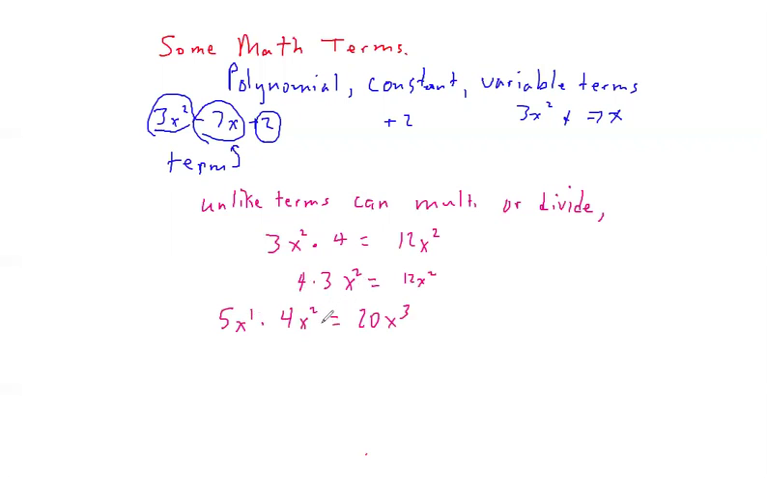Now this brings up an interesting point. How am I getting an x cubed out of here? 5x to the first times x to the second. Well, x to the first times x to the second is the same thing as x times x times x, because x to the second is x times x, and x to the first is x. x times x times x is obviously x to the third. x squared times x to the first is obviously x to the third.